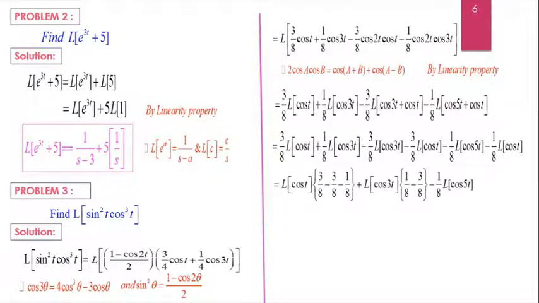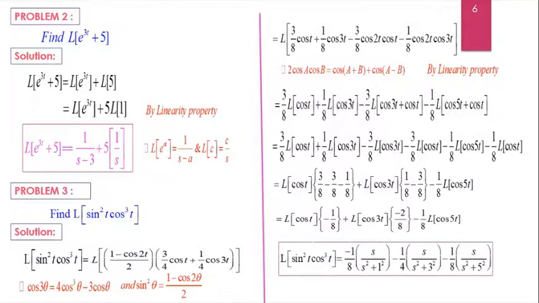Now we segregate the terms of Laplace of cos t, Laplace of cos 3t and Laplace of cos 5t, and we get Laplace of cos t into 3 by 8 minus 3 by 8 minus 1 by 8, plus Laplace of cos 3t into 1 by 8 minus 3 by 8, minus 1 by 8 Laplace of cos 5t. When simplified, we get Laplace of cos t into minus 1 by 8 plus Laplace of cos 3t into minus 2 by 8 minus 1 by 8 Laplace of cos 5t.